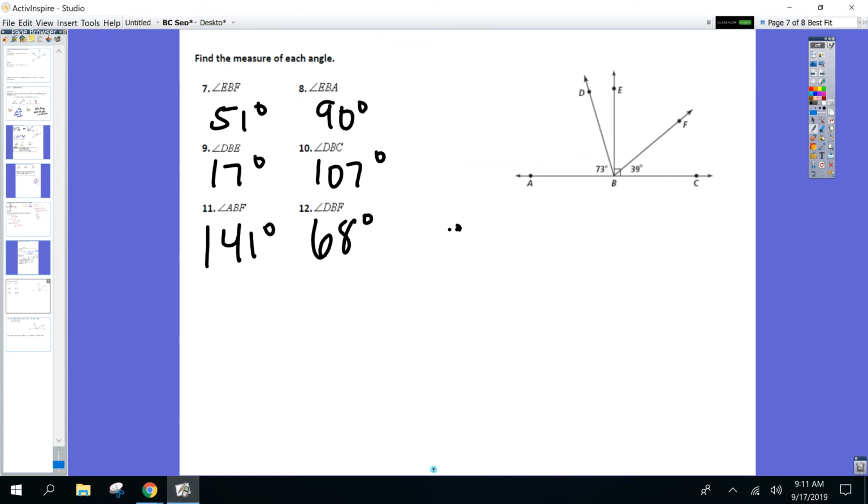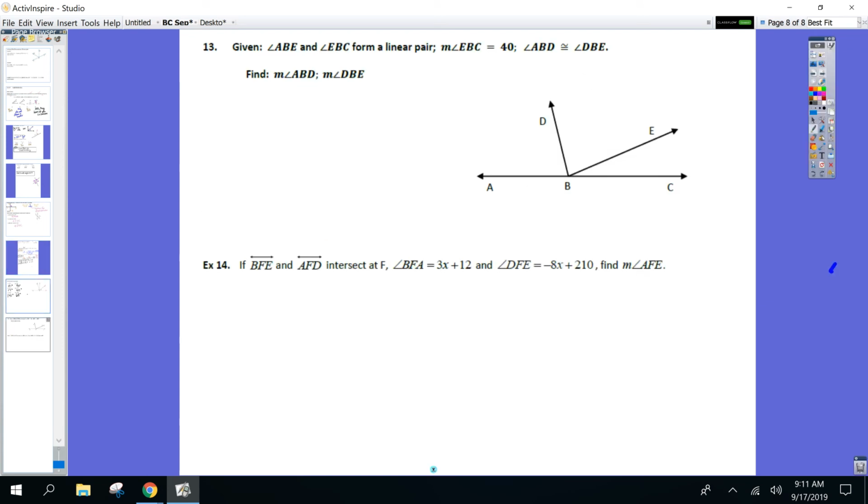Anything else? Okay, you've got one more. This one, read the directions and mark your diagram before starting. Read the directions and mark your diagram before you start. Let's go, gentlemen, let's go.